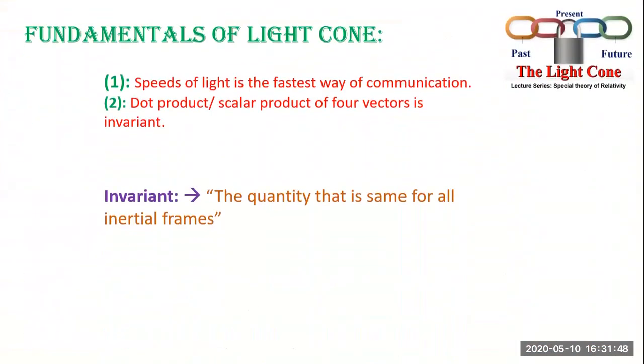The concept of light cone is based on two important laws. Number one, speeds greater than speed of light are not possible. Number two, dot product or scalar product of four vectors is invariant. By invariant, we mean the quantity that is same for all inertial frames.